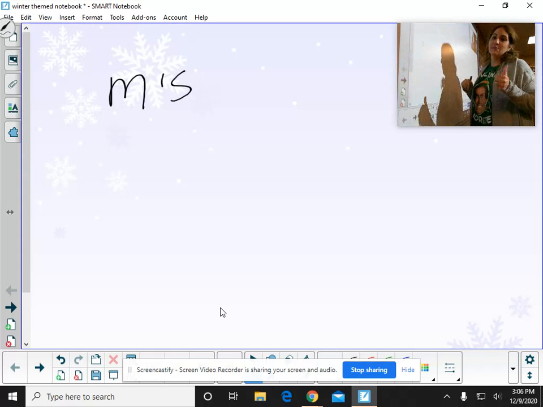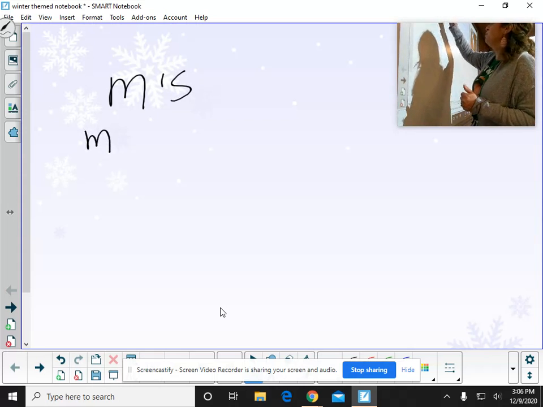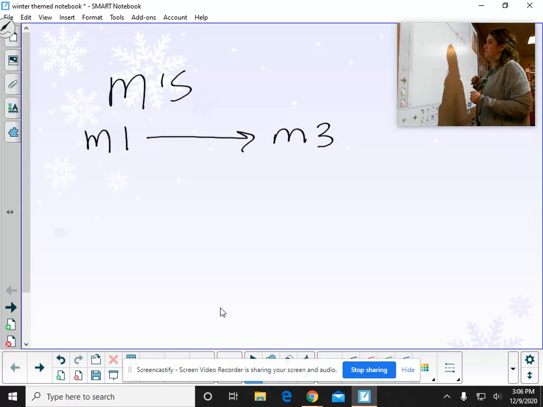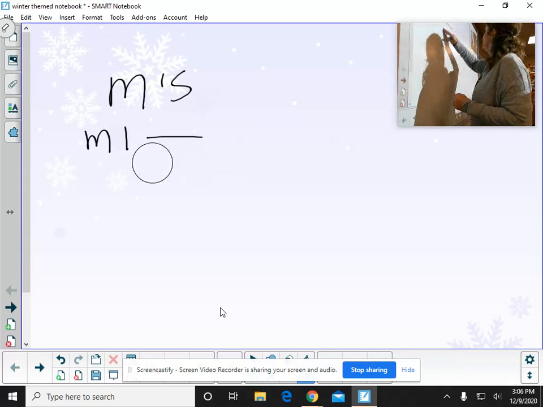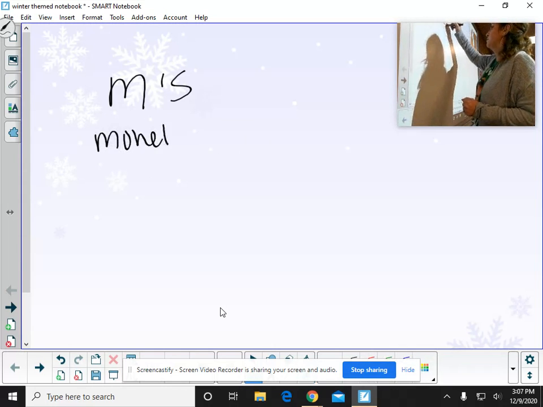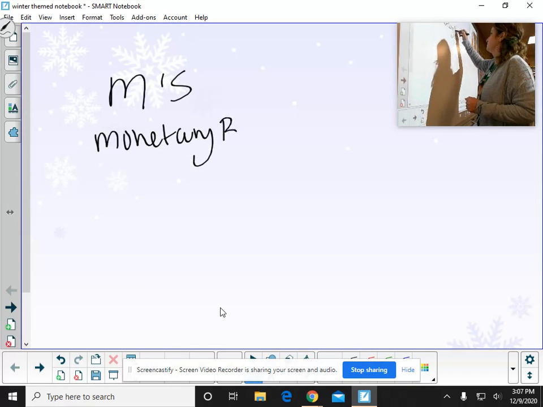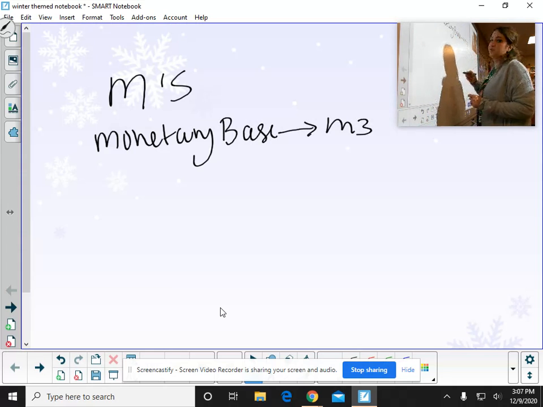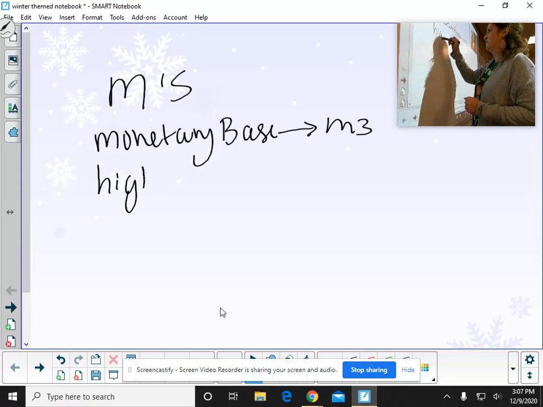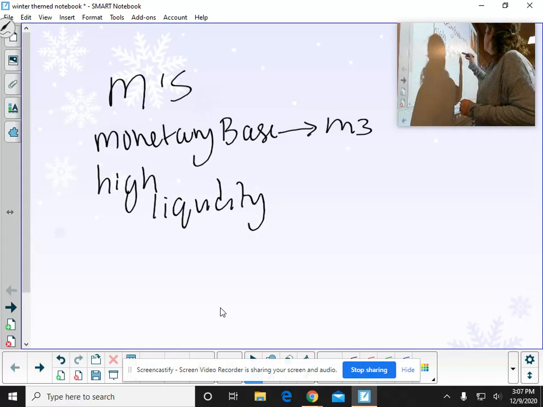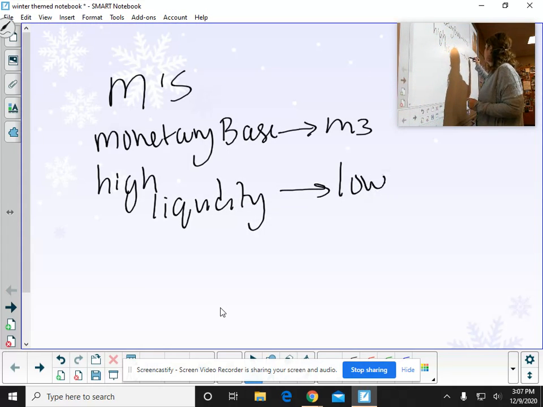Let's keep in mind that, actually, I'm going to add on to this. Instead of M1 to M3, I'm going to say the monetary base to M3 ranges from highly liquid, high in terms of liquidity, to lower liquidity items. Lower liquidity.